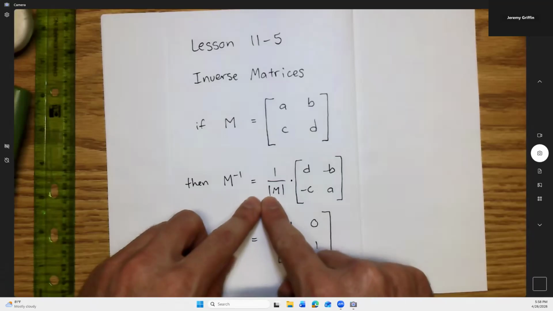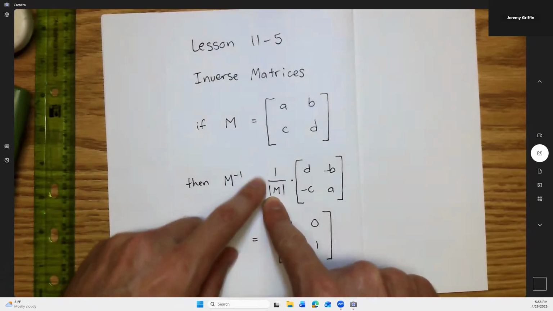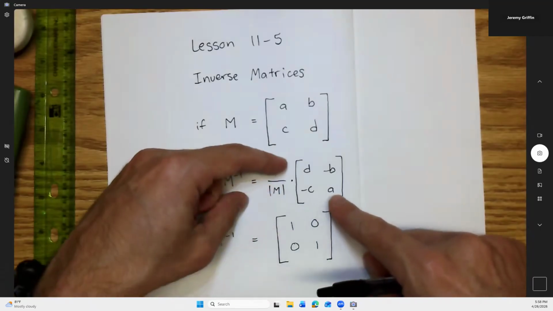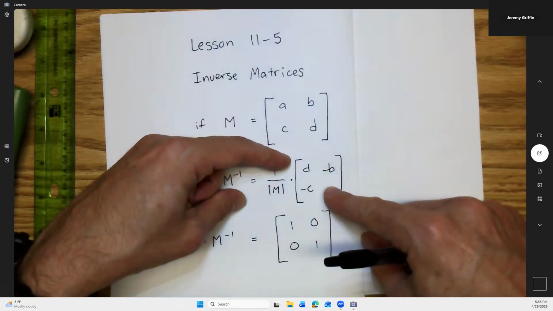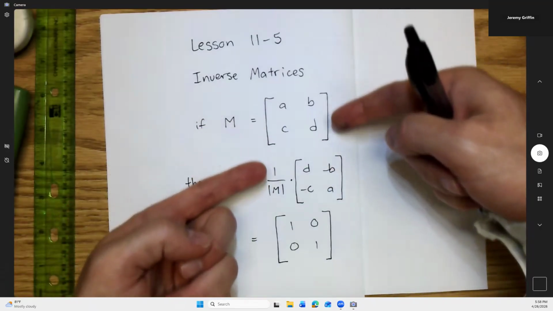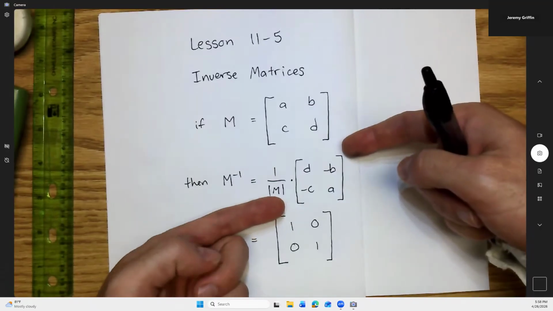Well, you remember this right here represents the determinant. So it's 1 over the determinant, or you can say divide this by the determinant. And what I'm going to do here is swap the places of A and D, these corners on the top left and bottom right. Then the top right and bottom left, these B and C terms, I'm just going to make those negative.